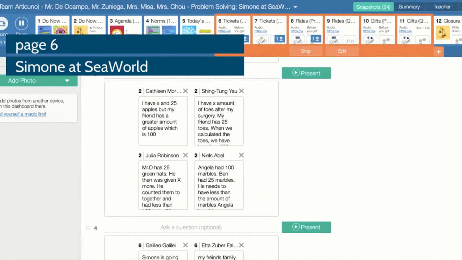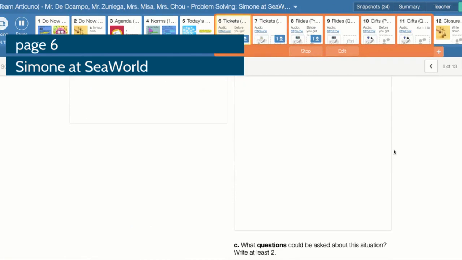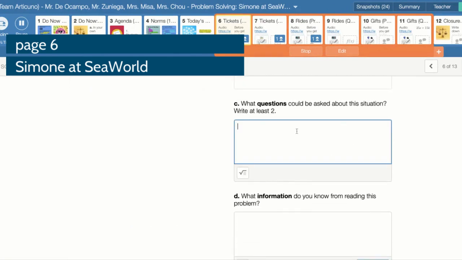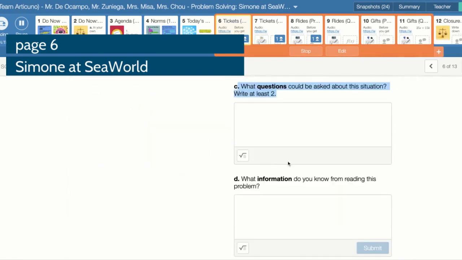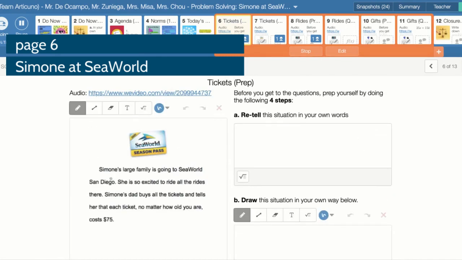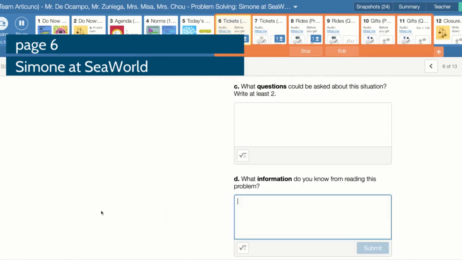Finally, if we go back here, students here have to write down questions that could be asked about the situation, and then they have to write at least 2 questions. So here you're guessing what the questions are. Okay, we didn't give you the questions here, and students are making up their own questions. And then over here, what information do you know from reading the problem? So you're gonna go here, and you might decide to circle important information, and then you'll take that important information, you can put it down here.